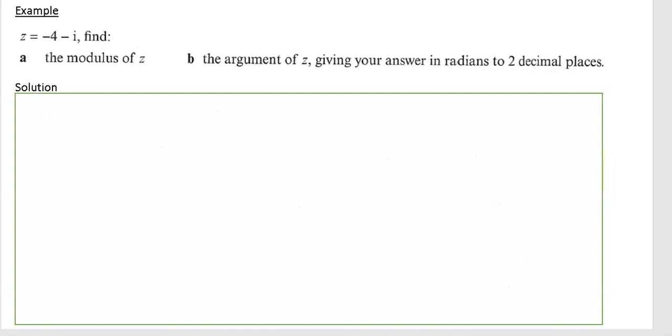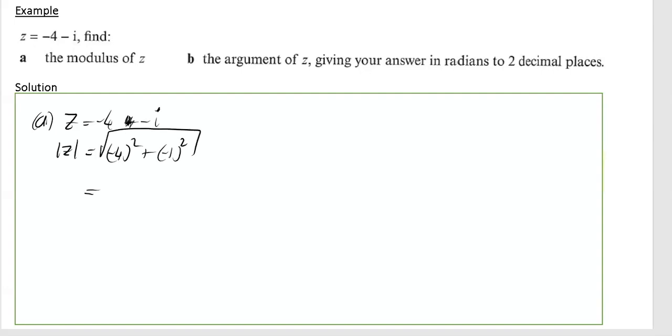Okay, next one says find the modulus of z again. Same idea as before. For this one, we'll write down our z is equal to minus 4 minus i. So your modulus of z is equal to the square root of minus 4 squared plus minus 1 squared. 4 squared is 16, 1 squared is 1, so that's 16 plus 1, which is 17. So modulus of z is root 17.